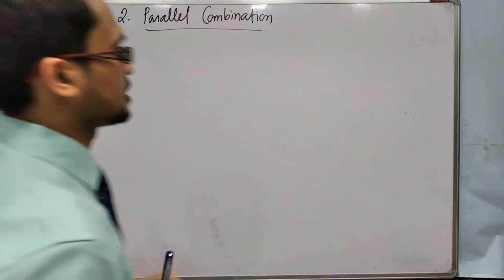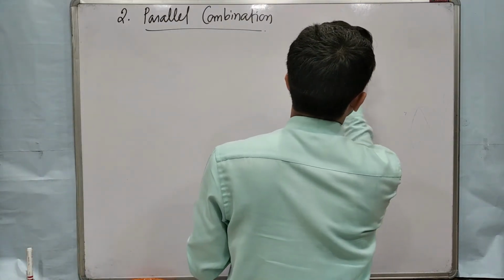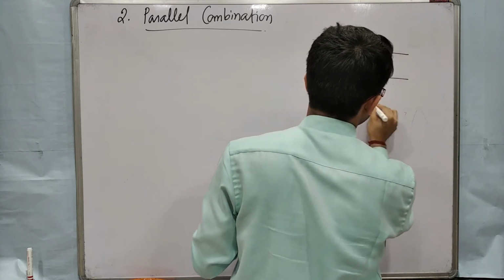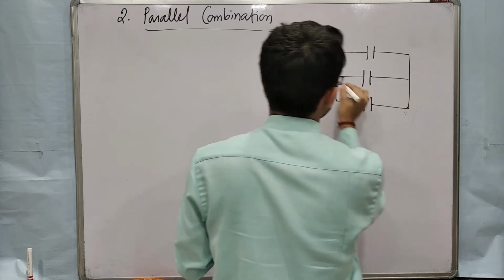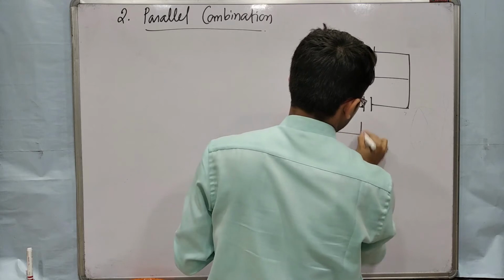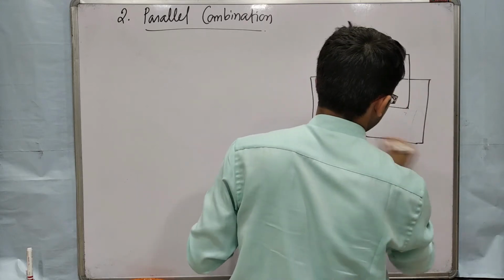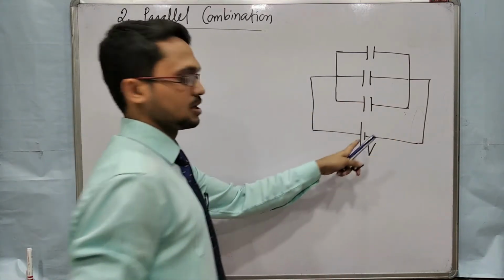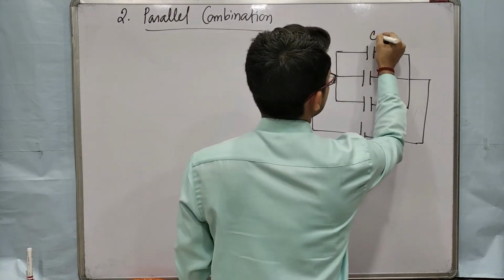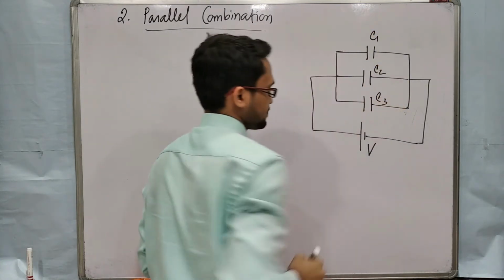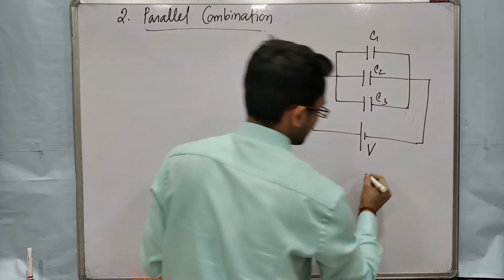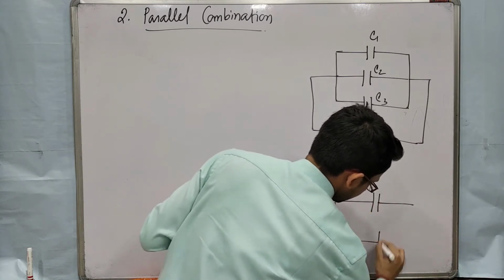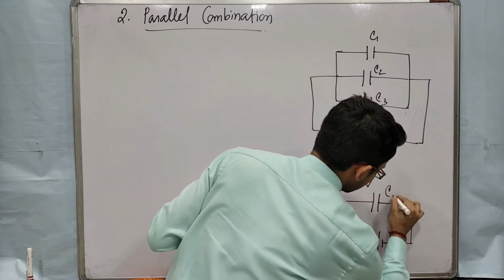Okay, so first I am drawing a diagram of parallel combination. Suppose I am taking again the three capacitors in parallel. These are the three capacitors in parallel combination, and these three capacitors are connected to an external battery. Suppose the potential of the battery is V, and the capacitances are C1, C2, C3. We have to find the equivalent, so I am drawing the equivalent circuit also. This is the equivalent capacitance and this is the battery, V, C equivalent.